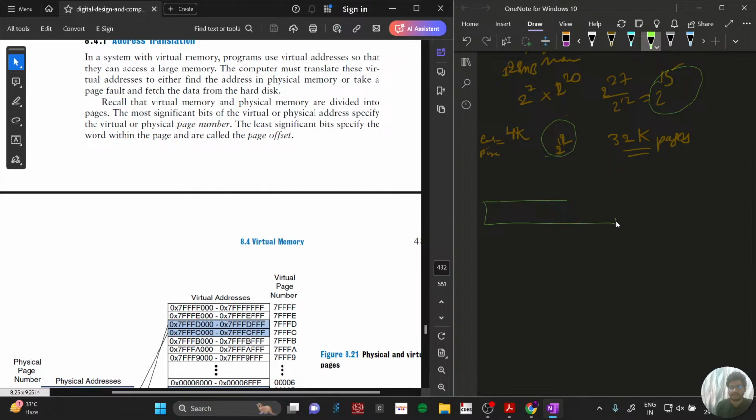So you have, let's say, a physical address, and the MSB specifies the page number, and this is a virtual address. This also specifies the page number.